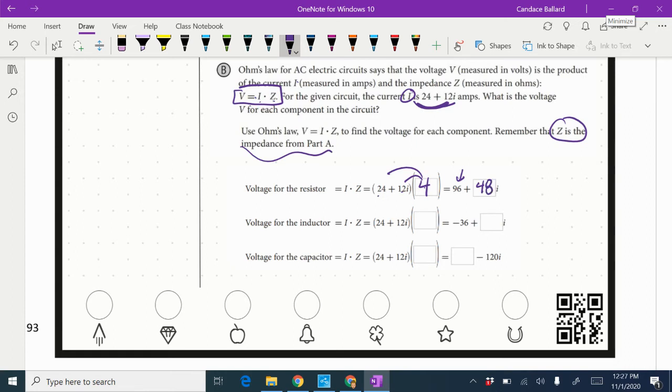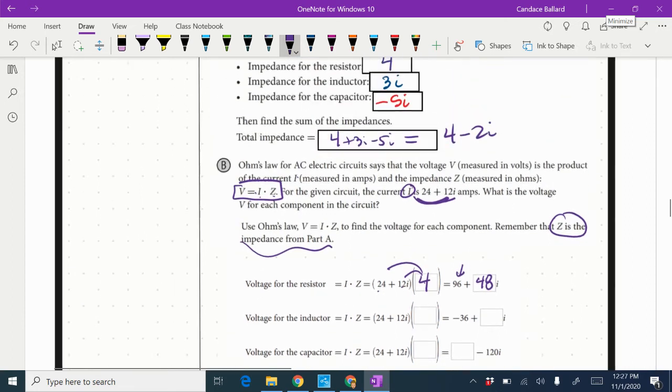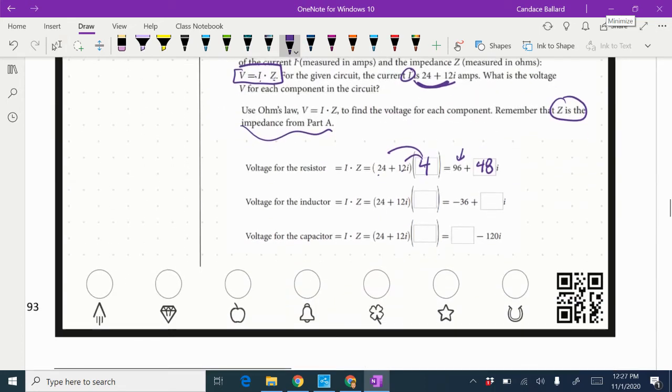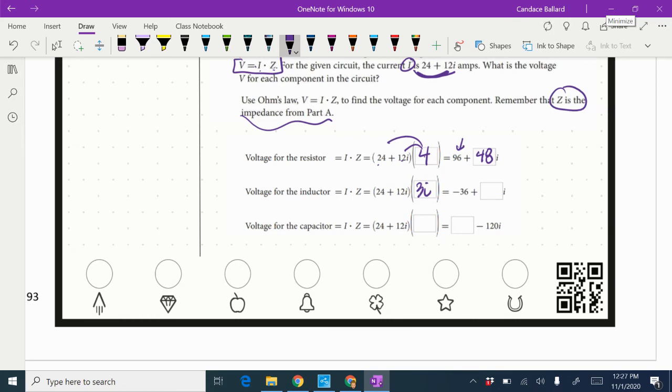would be 48i. For the voltage of the inductor, I'm going to multiply by the 3i, and this is going to look a little bit different. So 3i times 24 is going to be 72i. Sorry about that. And then 3i times 12 is 36i squared, which is better known as the negative 36. So it actually brings it up front.